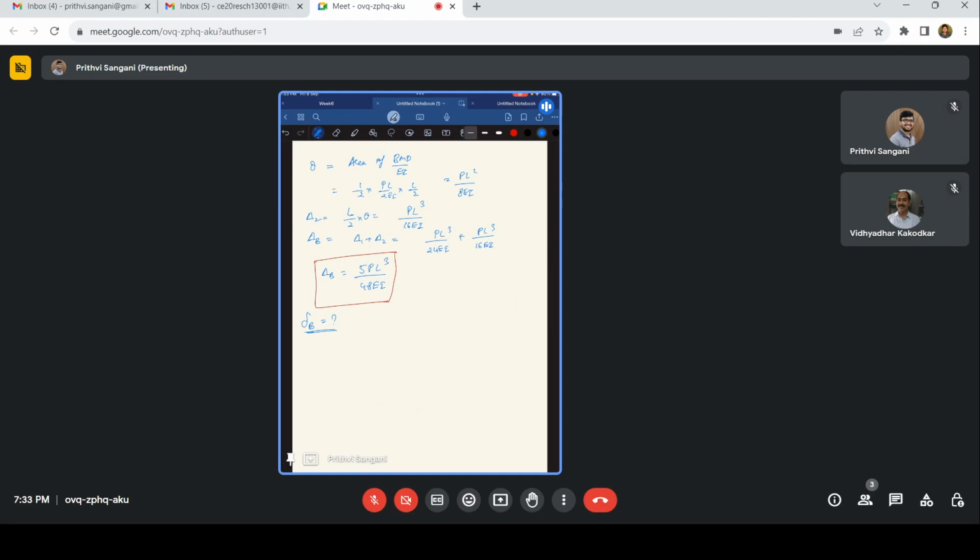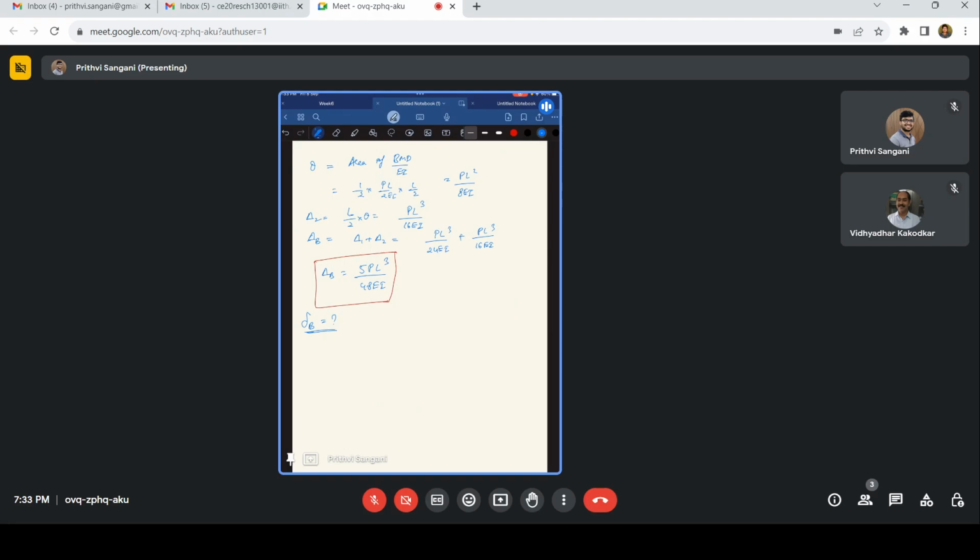So this is how we find out the flexibility. We find out the unknown reactions using the compatibility equations. In this, actually, what we are trying to do is apply unknown force, and we are trying to find out the displacements, right? So that is the reason why it is called the force matrix or the flexibility matrix. So we are trying to apply some force, and then we are finding out the displacements.